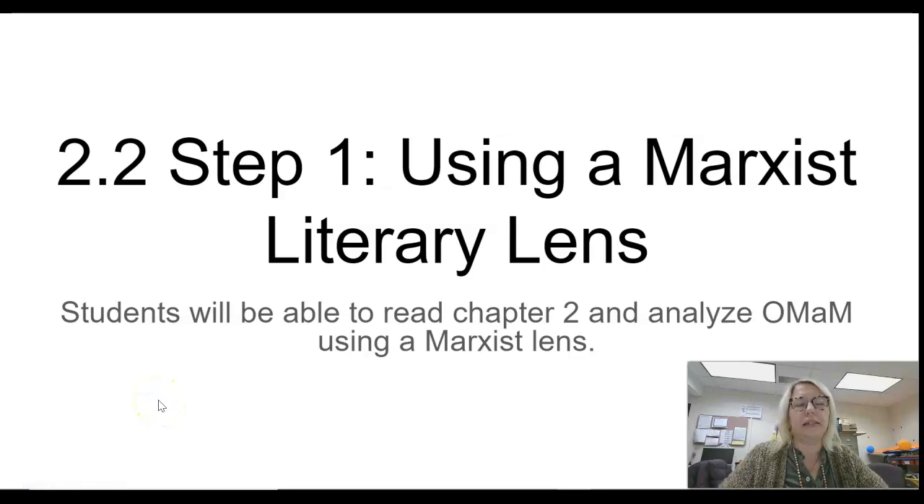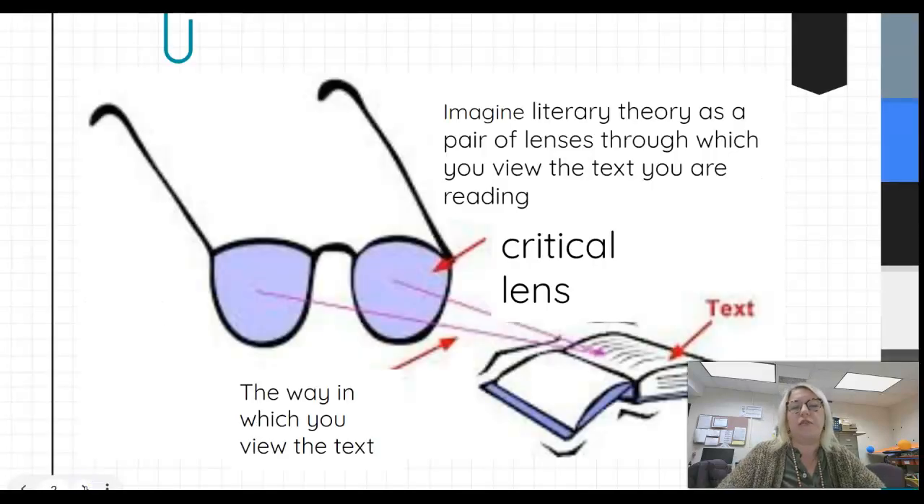Hey guys, it is 2.2, step 1, using a Marxist literary lens, and here's the video. Our learning objective is students will be able to read chapter 2 and analyze Of Mice and Men using a Marxist lens. So we're going to talk about Marxism in this video and how the heck it has anything to do with literature. So let's back up first and talk about literary lenses.